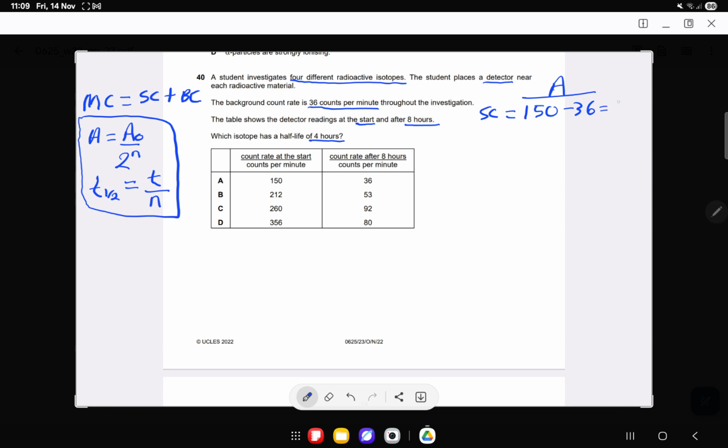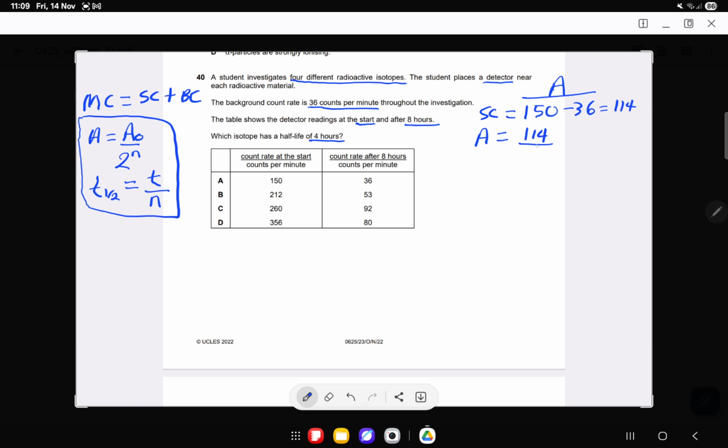114. Okay, so therefore the sample count rate after these 8 hours, so let me say A, will be equal to the initial sample count rate for option A. From this, it will be 114 divided by... remember, we have subtracted the background count rate from the measured count rate, and that gives us a sample count rate of 114.